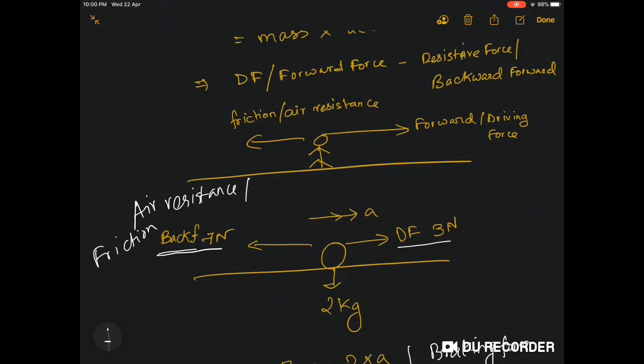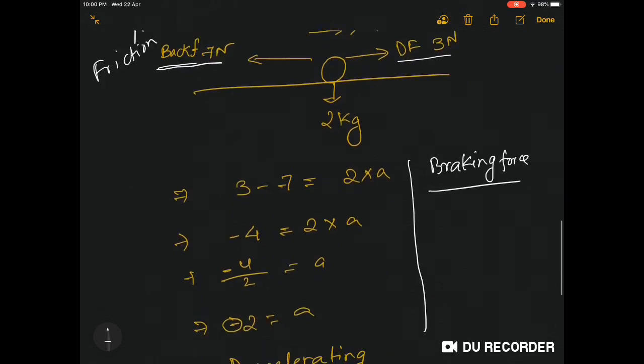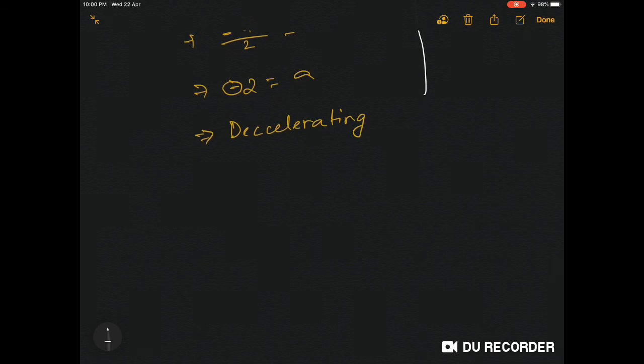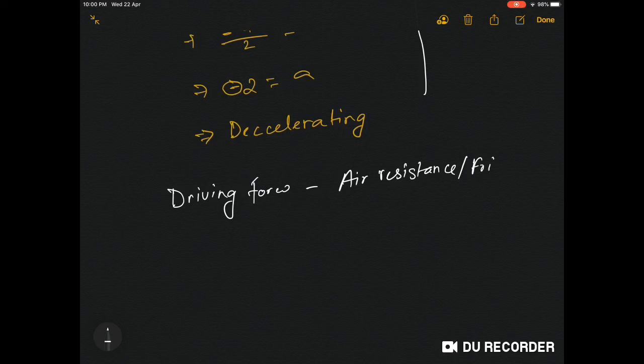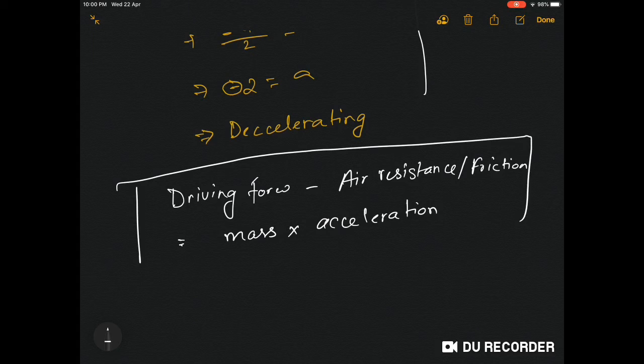I know it's a bit tricky to understand, but once you see the overall examples in the upcoming videos, it will be extremely clear for you. But you have to understand this formula: driving force minus air resistance or friction is equal to mass into acceleration. This formula is a must to understand for the upcoming videos.